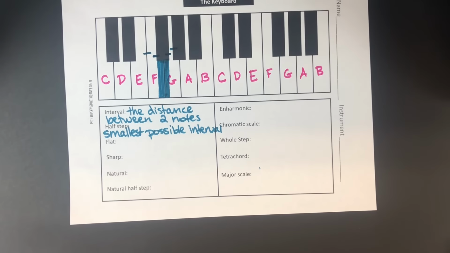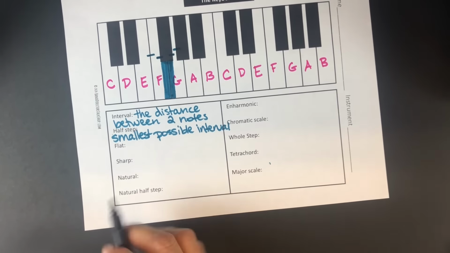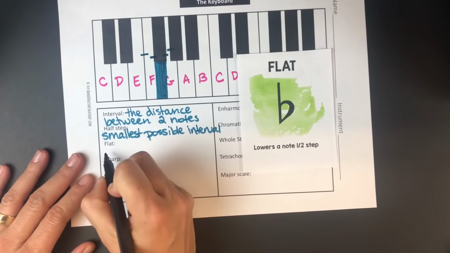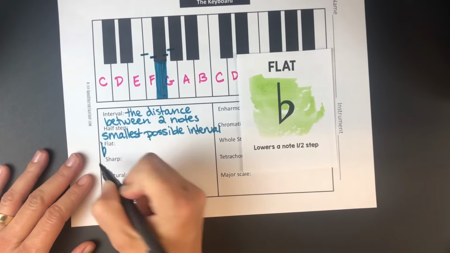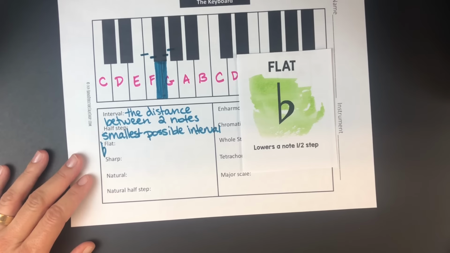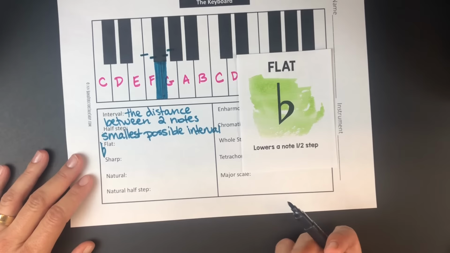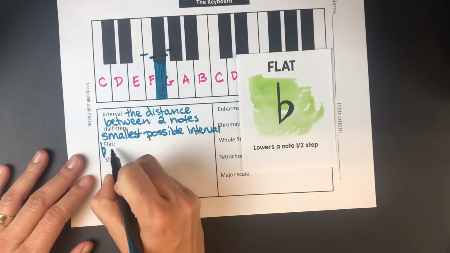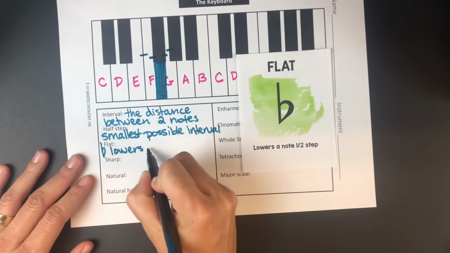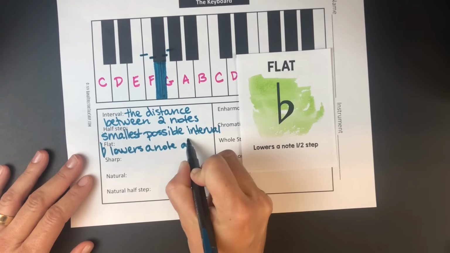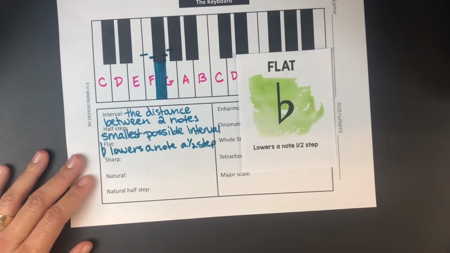All right, the next one is a flat. First of all, I want you to draw a flat. Let me show you this picture. It looks to me like a flattened B. It's a B and it looks like a flattened B. Now, coincidentally, the most common flat is B flat, but just understand that that flat symbol can make any note a flat. It just happens to look like a B, okay? And the definition is a flat lowers a note a half step. Lowers a note a half step.